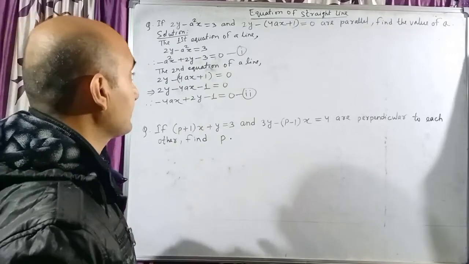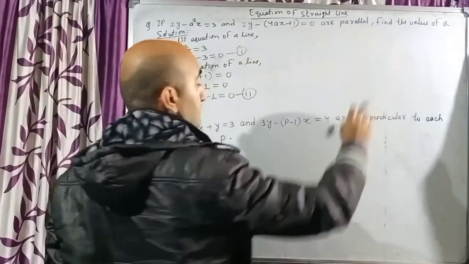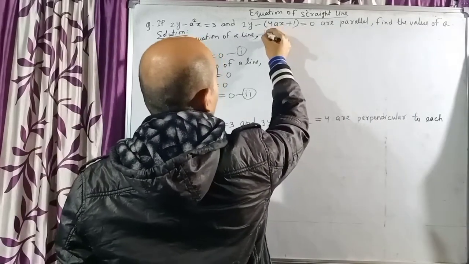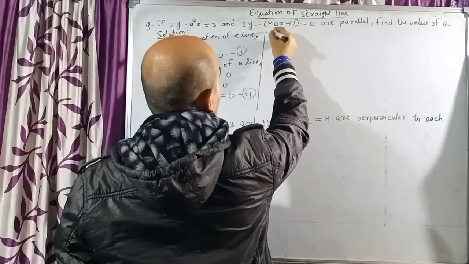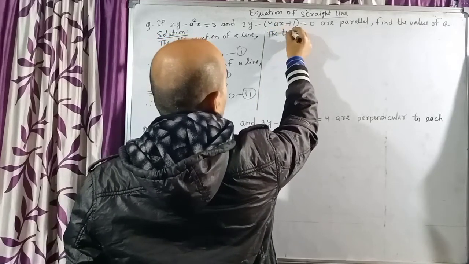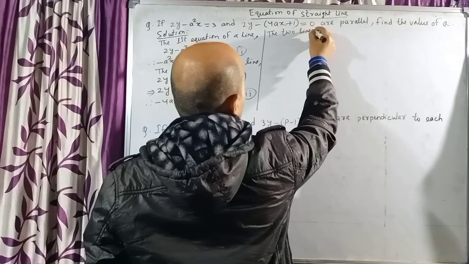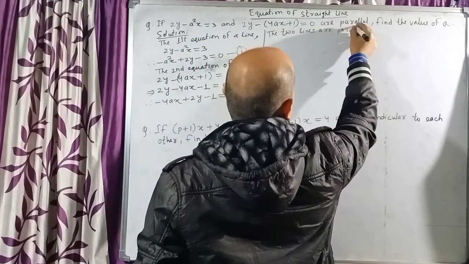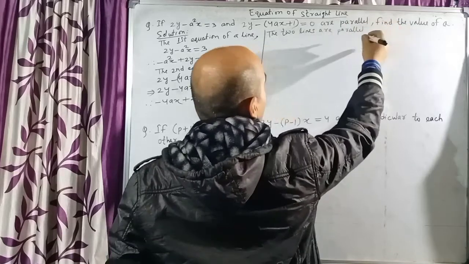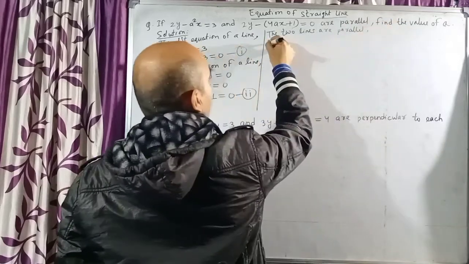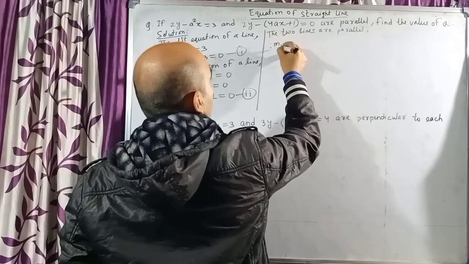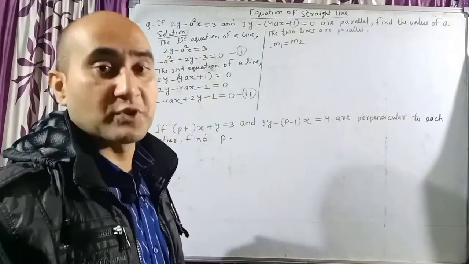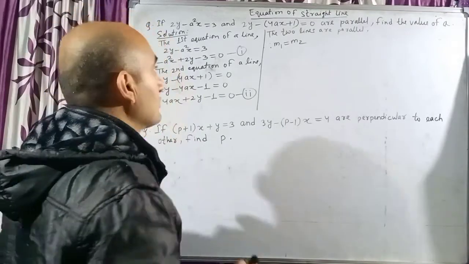Now what we will do children, the two lines are parallel to each other. You can write that, okay, I am making a border here. The two lines are parallel as it is given in the question. Therefore when it is parallel, m1 equal to m2. We know this formula, m1 equal to m2.